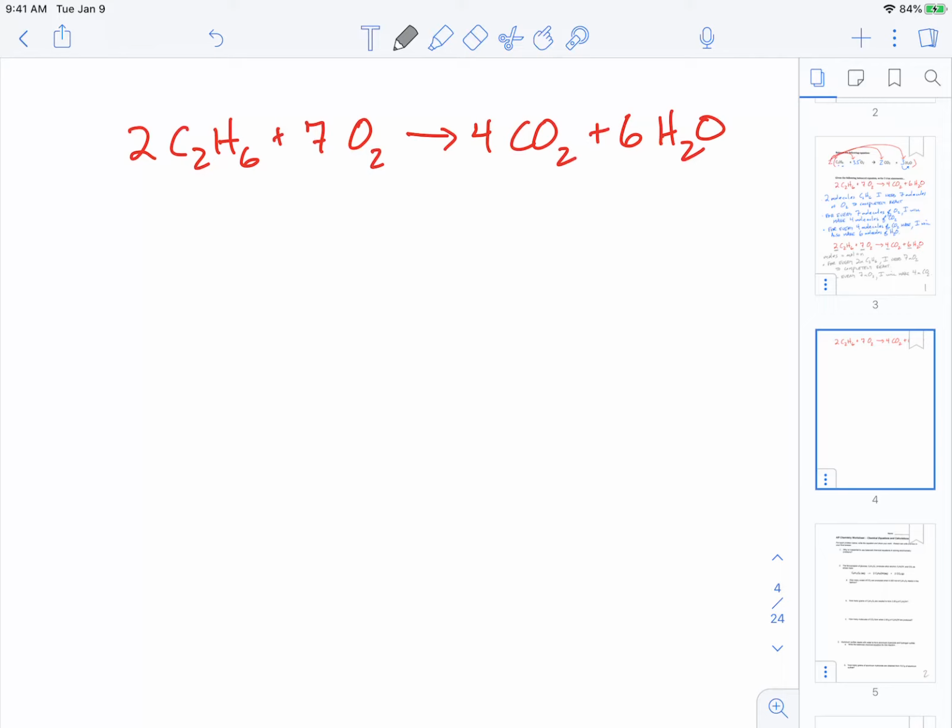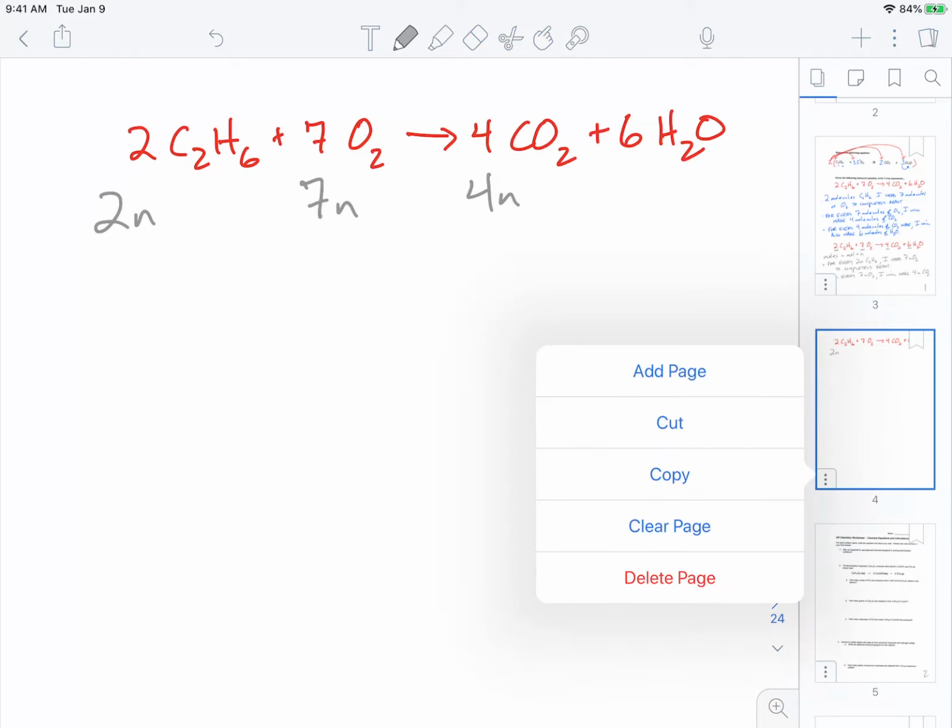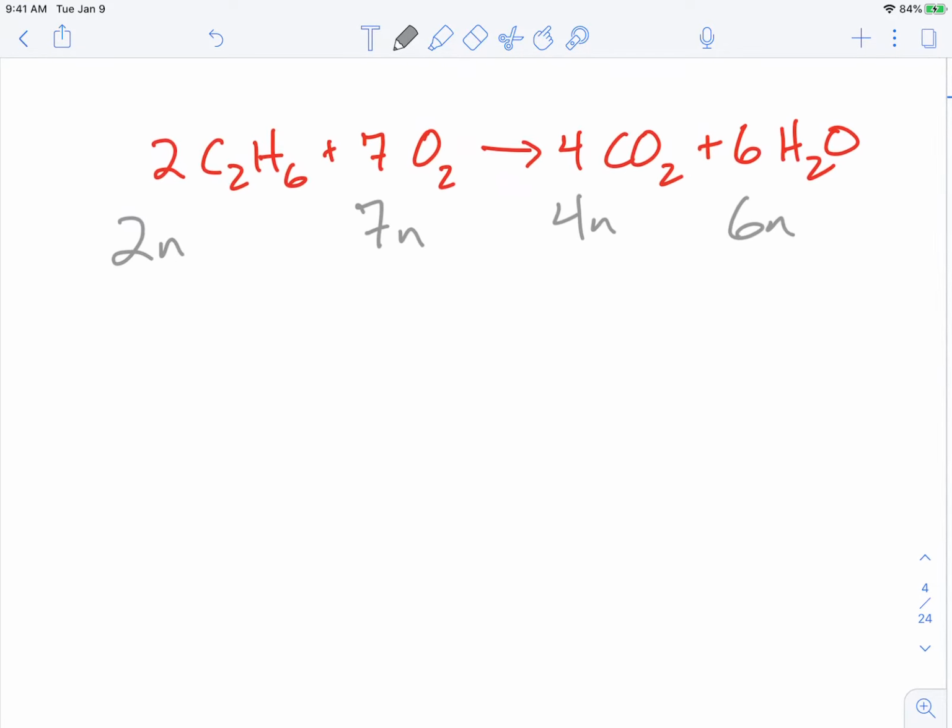All right. And so here's our equation again, and we talked about how these coefficients represent moles. So even though there are no units listed after these coefficients, we know that these represent moles. So until that becomes really second nature, what you may want to do is write in that these numbers represent moles.